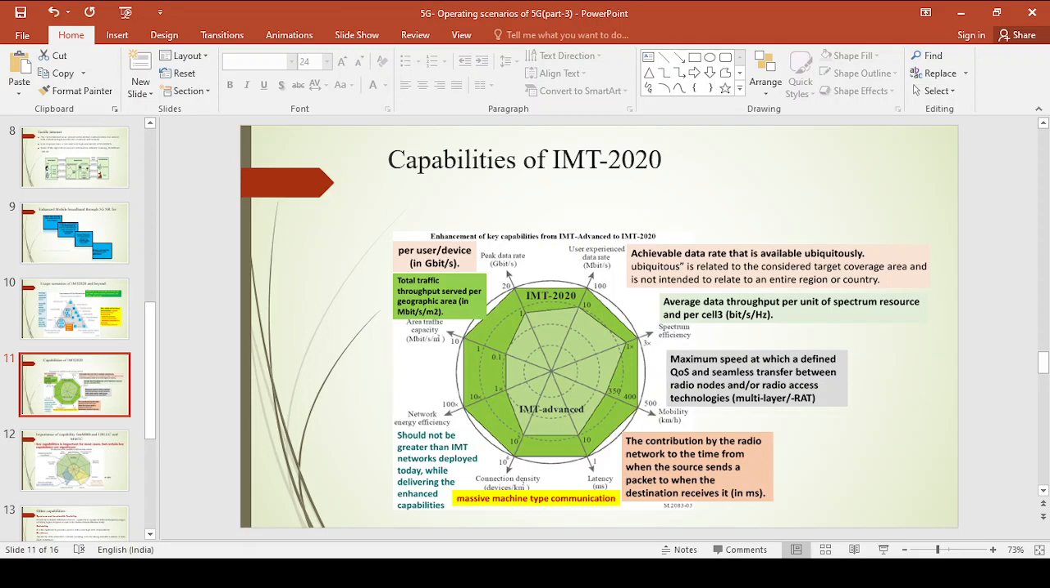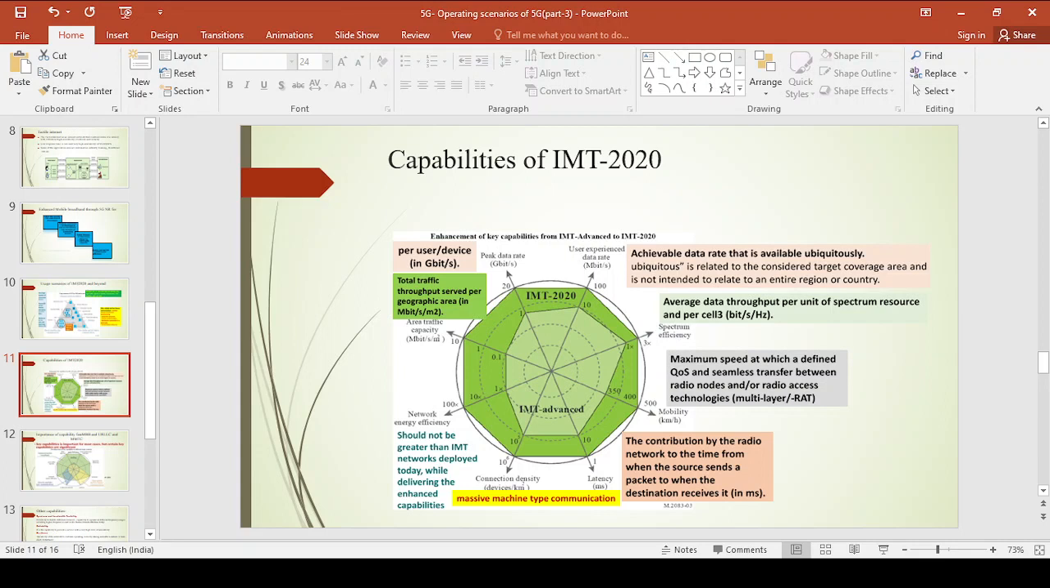Now coming to another thing, the mobility of IMT advanced is 350 and the mobility of 5G is 500. Again the mobility is increased, right? What is mobility? Maximum speed at which defined quality of service and seamless transfer between radio nodes or radio access technology is achieved. That means between two radio nodes you are transferring the data at maximum speed with quality of service, that is nothing but the mobility, seamless transfer of data at maximum speed with quality of service. This mobility is 350 for IMT advanced and 500 for the 5th generation system.